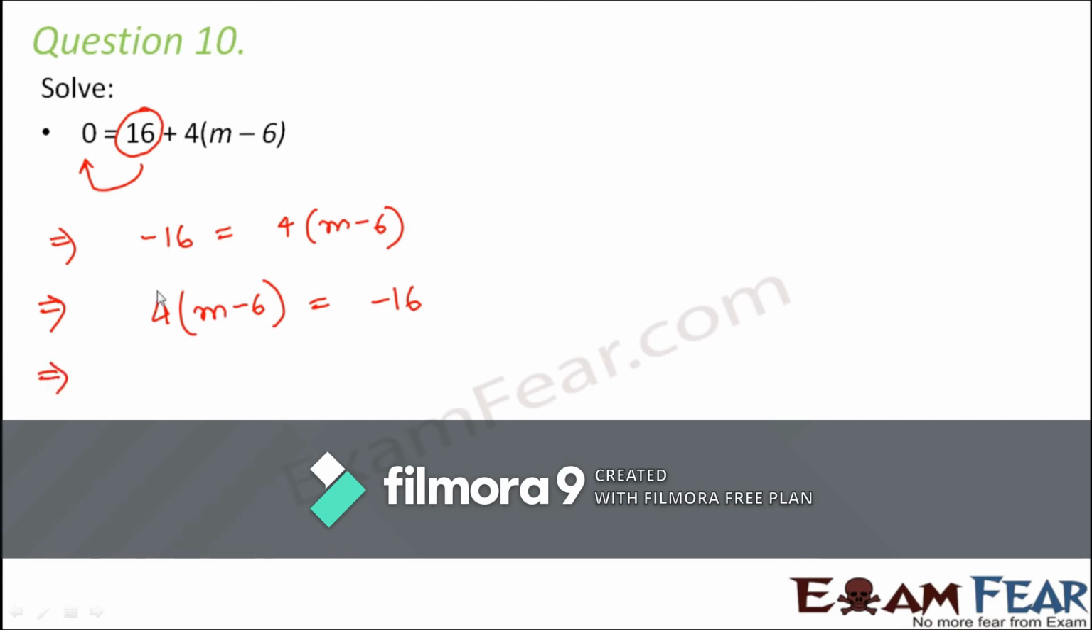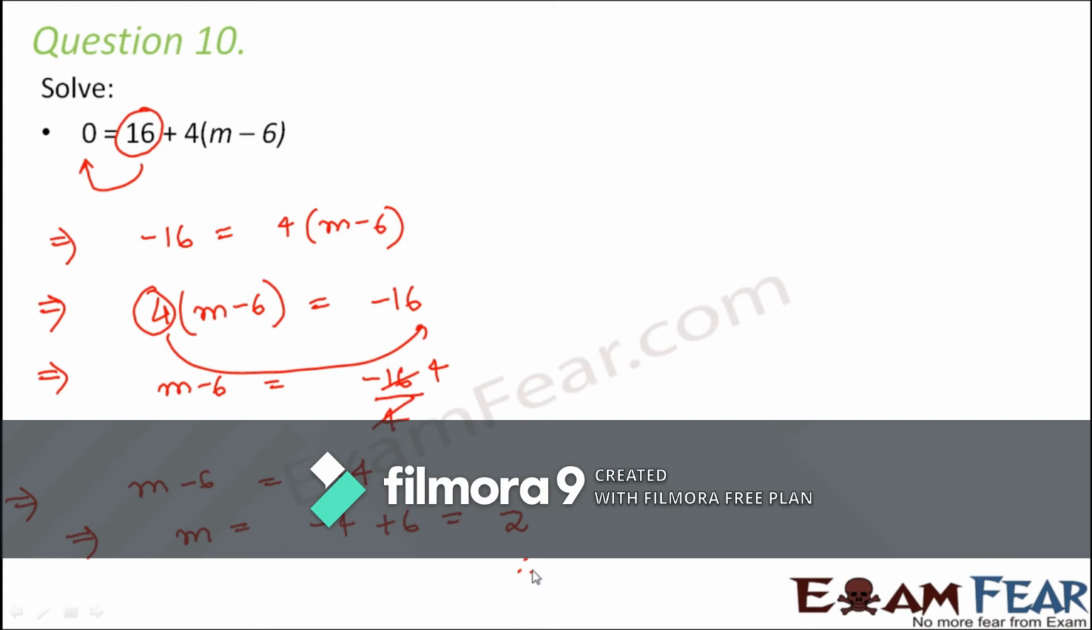Right? So from here now we will shift the 4. So this becomes m minus 6 is equal to minus 16 divided by 4. So 4 4s is 16. So we get m minus 6 is equal to minus 4. Or you can say m is equal to minus 4 plus 6, which is equal to 2. Therefore, m is equal to 2 is a solution for this equation.